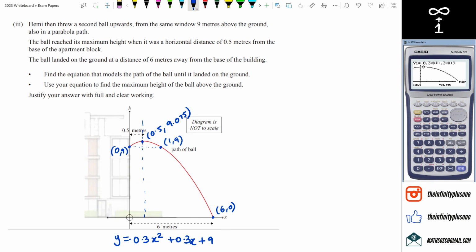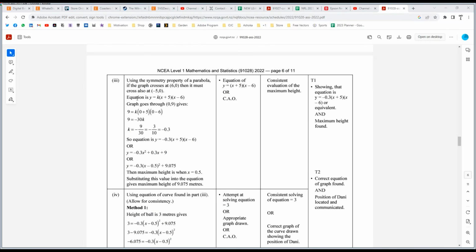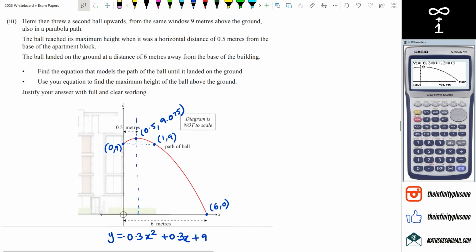Now, if you only use a graphics calculator for this, correct answer only, I'm looking at the answer schedule, hang on, let's have a look. Correct answer only is going to get you an Achieved, consistent evaluation of the maximum height. So I'm guessing you can do this to get a Merit. Showing that equation or equivalent, and the maximum. Oh, okay, so there we go. You might have to show that equation to get that T1, which is an Excellence grade. But anyway, let's go back, and I'll show you how to do this the manual way as well.